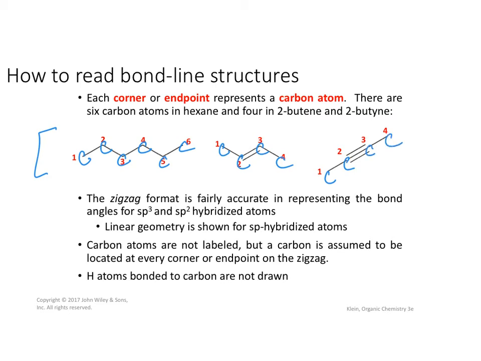The zigzag format, this format here, is fairly accurate in representing bond angles for sp3 and sp2 hybridized atoms, but for sp hybridized atoms, such as carbons 2 and 3 over here, you want to show a linear straight line format. Notice the hydrogen atoms bonded to each carbon are not drawn.